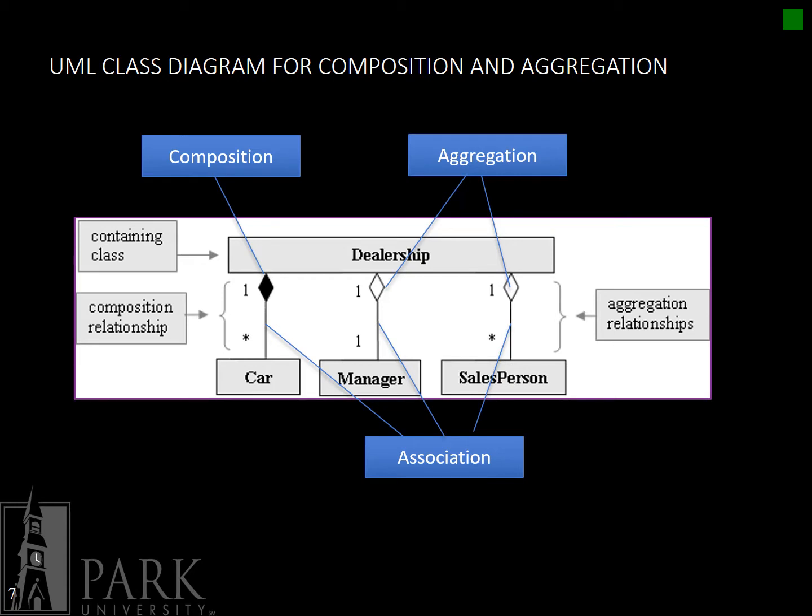Right? So here this says we can have many cars going to 1 dealership, and we can have 1 manager for 1 dealership. And of course, we're assuming a general manager, not an associate manager. You can have a bunch of those. We also have many salespersons going to 1 dealership, right? So you can see here that these hollow diamonds are aggregation relationships, right? And the solid diamond is a composition relationship.